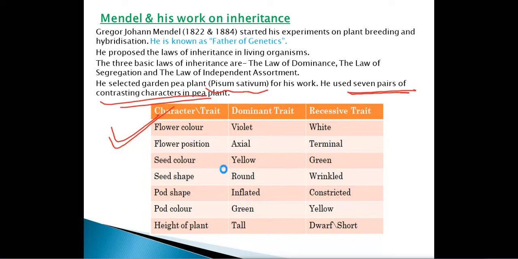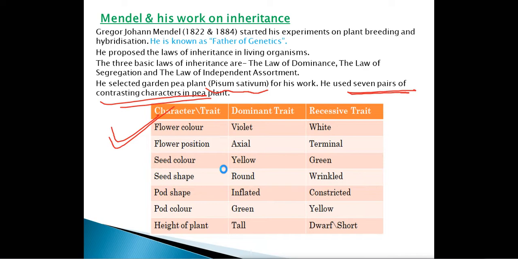The second point was that the pea plant can grow very easily. That was the second point. And the third point is that it has a very short life cycle, right? It has a very short life cycle. So these are the 3 points why Gregor Mendel selected Pisum sativum for his experiment.